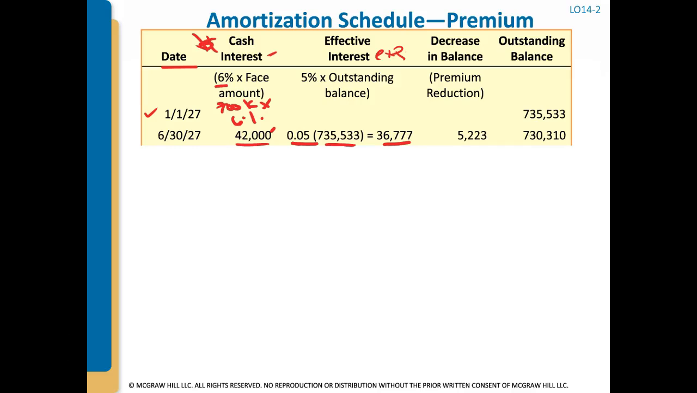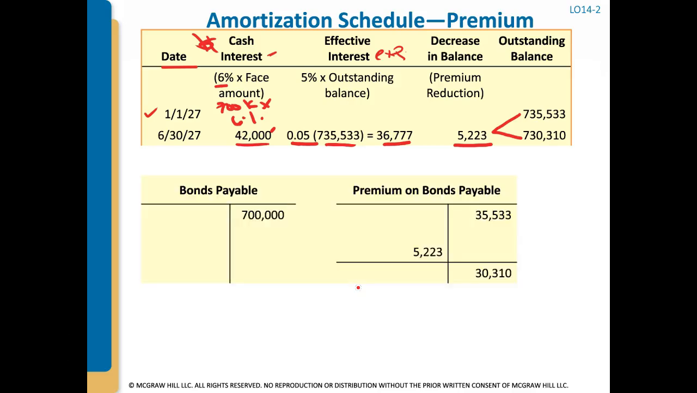When I take the difference between my cash payment, my interest payment of 42,000, minus my interest expense of 36,777, I get a reduction to my premium on bonds payable account for the difference of $5,223. And that difference gets subtracted from my prior period outstanding balance.